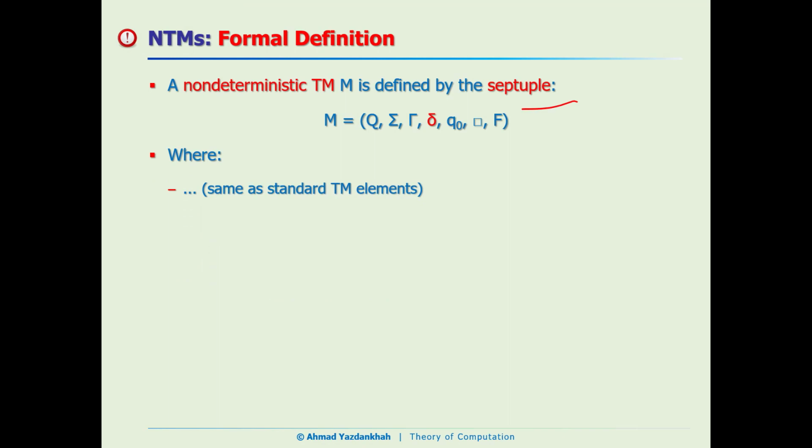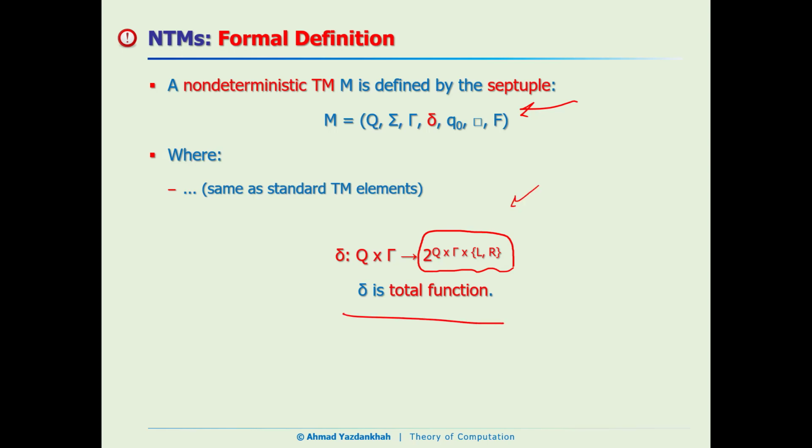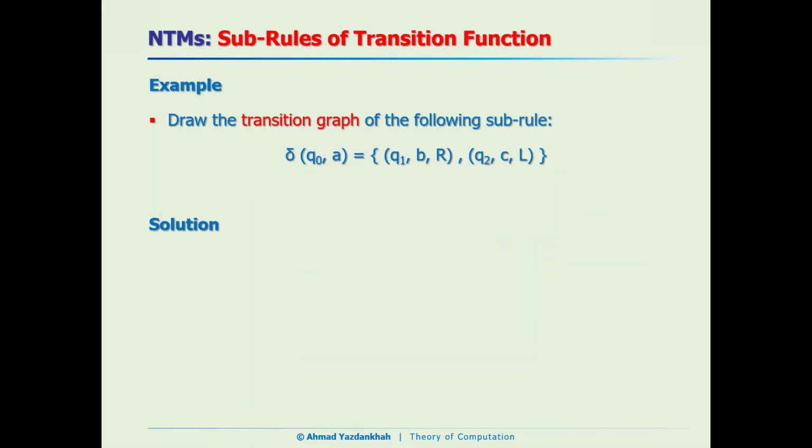We will be using the same septuple, but as we have seen so far, we just need to put a power set on the range side. And if we do that, then the function will be a total function. Since these things are very similar to whatever we've seen before, we don't really need to go over that. So here is a simple example.